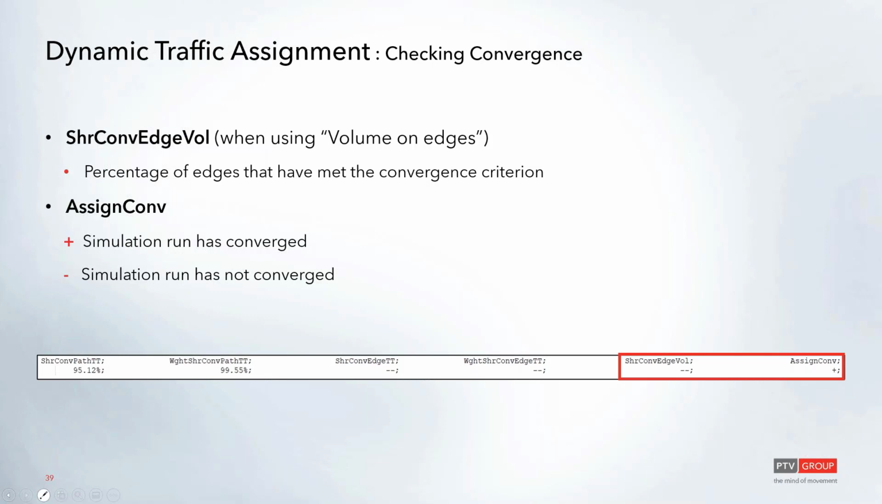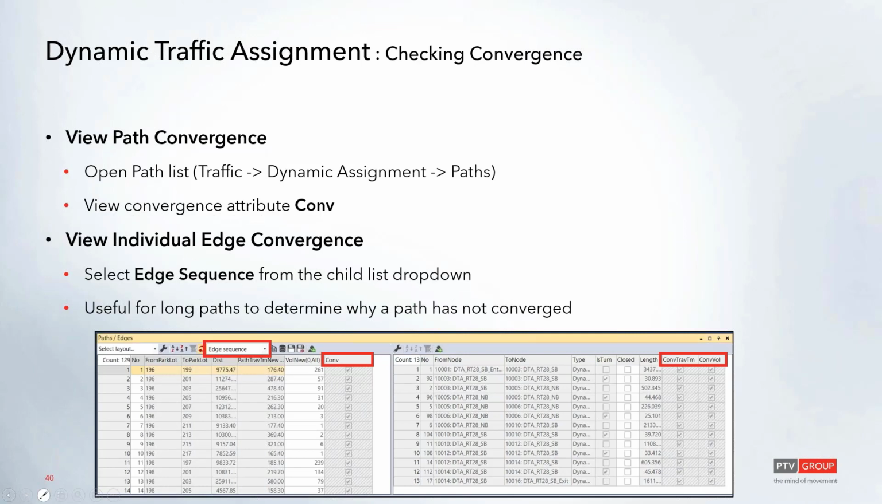And then once you've taken a look at the overall convergence information, you can go ahead and look at this in more detail on the path and edge side. So if you go back and open up that path list, you can add this convergence attribute here, and this will have a check mark next to any of the paths that met that convergence criteria.